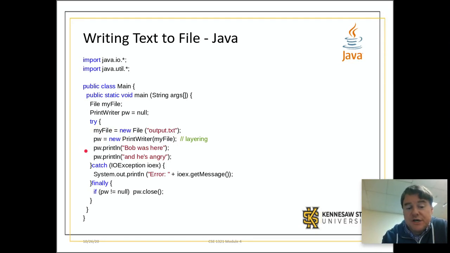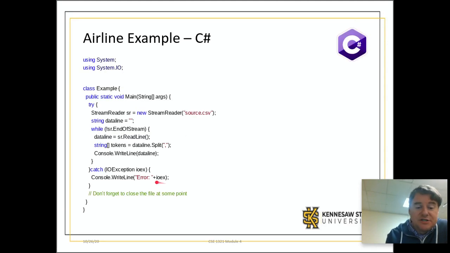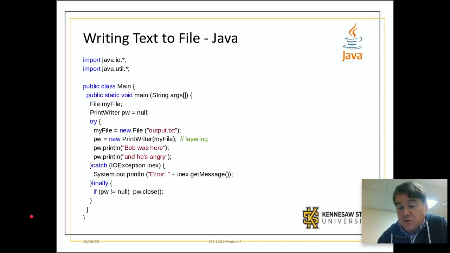So printwriter.println, printwriter.println, and at the very end, printwriter.close to close the file. Okay, we didn't actually close the file in the other example, and you should remember to do that. There's actually a comment down here that says you should have done that. We didn't do it, but you should do it.